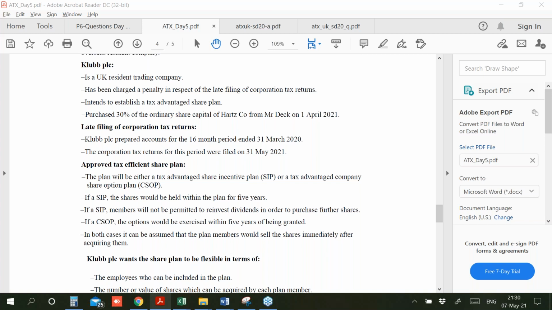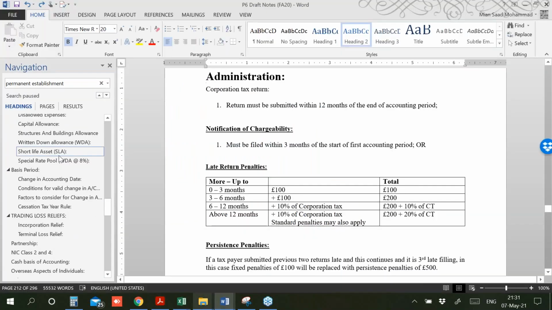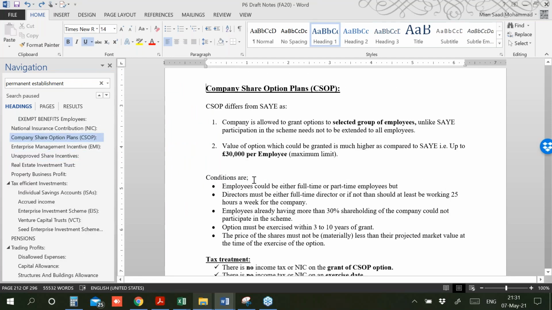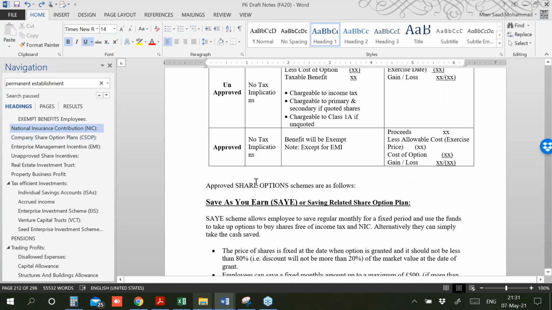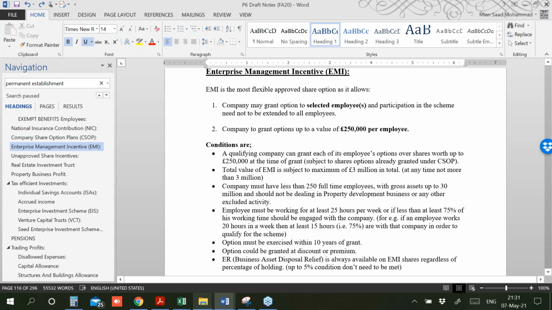Now, I will stop here and I will take you to my notes to tell you where you can find CSOP and SIP in there. In income tax, you can find CSOP, SAYE, that is save as you earn, and EMI. All these three are approved share option schemes. Share option schemes means the company will promise you that they will be giving you the shares at a predetermined price at a future date. Now, every scheme has their own criteria, advantages and disadvantages.